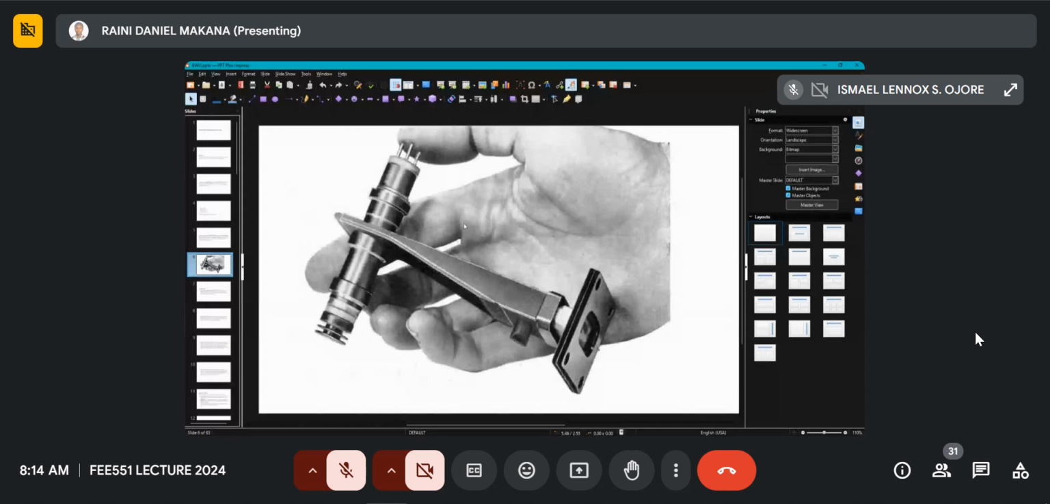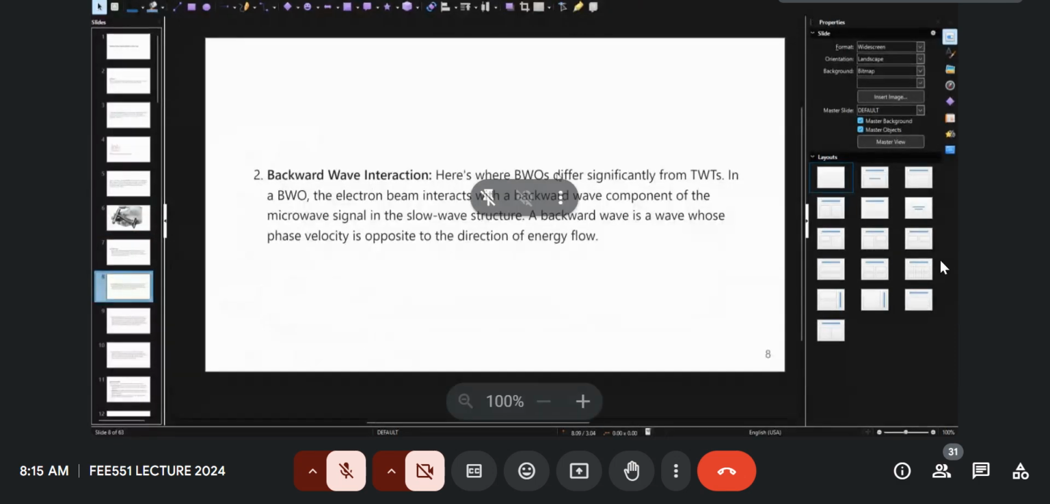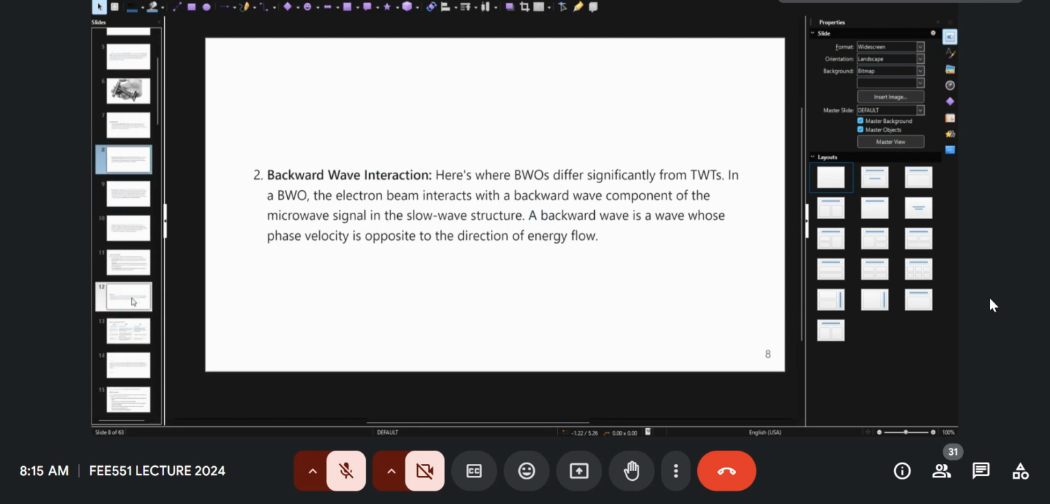The backward wave oscillator gets its name from its property of the wave being a backward wave. They differ from TWTs in that the TWT has the forward wave, while the BWO has a backward wave. A backward wave is a wave whose phase velocity is opposite to the direction of energy flow. So that's also something to note, what a backward wave is.